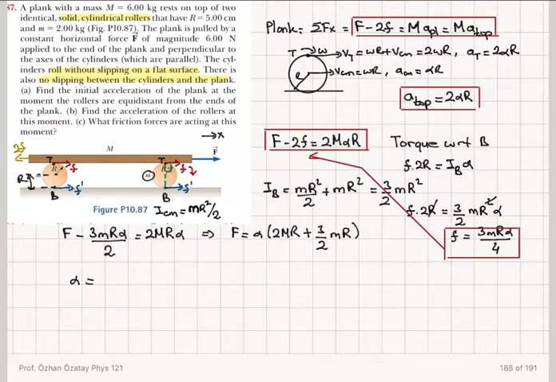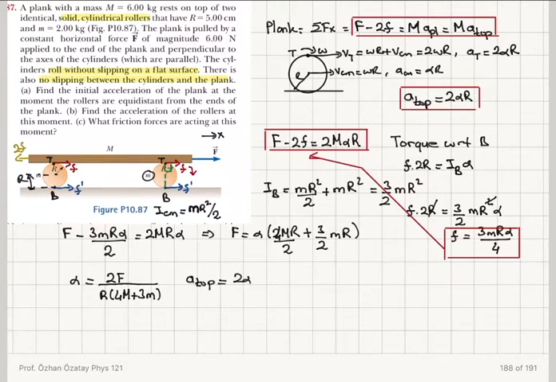Okay, so alpha is equal to, so I can change this to 4mr over 2. So it will be 2F divided by r times 4 capital M plus 3 small m. So that will be alpha.